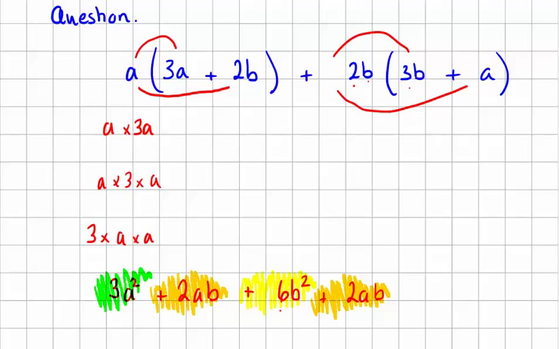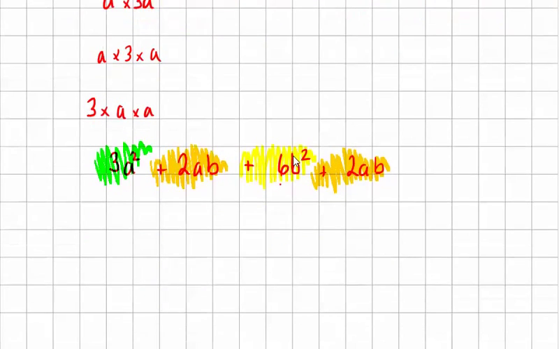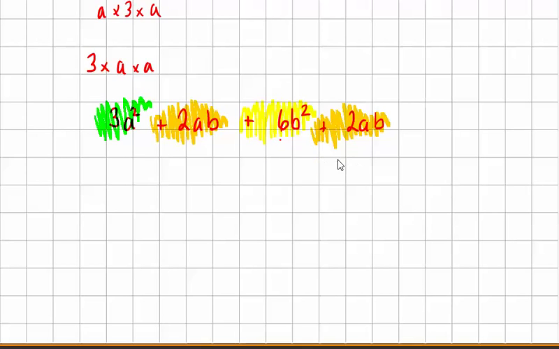So when I collect my like terms, how many terms am I going to end up with? 3. So I'm going to have 3A squared plus what? Plus 6B. Careful. Plus 6B squared, yeah, I can put that next. And then plus 4AB. 4AB. Perfect.